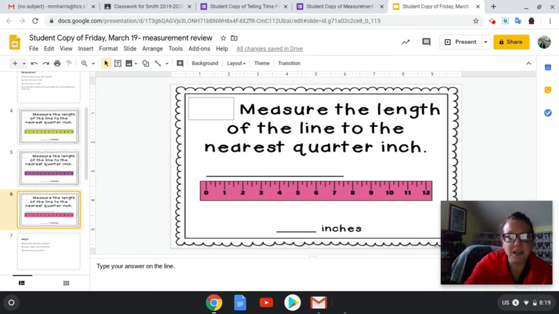I'll give you just a minute. This one should be pretty easy for you. What is your estimate? How long is this line to the nearest 1/4 inch? Did you say 7 2/4? That's awesome. But what else is it? What do we know 2/4 as? It has an equivalent fraction, and we call it, yes, 1/2. So this line is 7 1/2 inches.